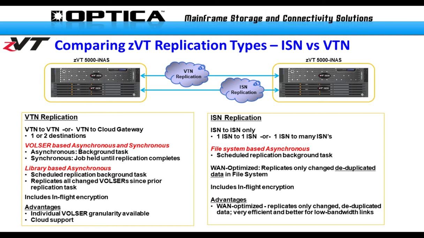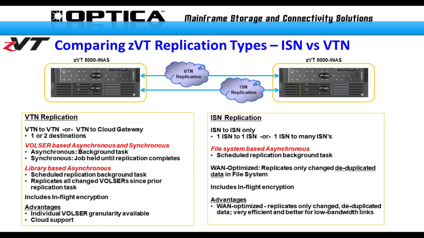So again, the VTN replication can be from VTN to VTN, or VTN to cloud gateway, VTN to any NFS mount point. And the advantages of VTN replication include individual VolSer granularity. You can configure it by VolSer range as opposed to an entire library, offers attachment to cloud gateways, offers attachment to a vault in a third location if you wish. As opposed to ISN replication on the right, that's file system based, only asynchronous, and the biggest advantage is it's WAN optimized. Only changed and deduplicated data is replicated.